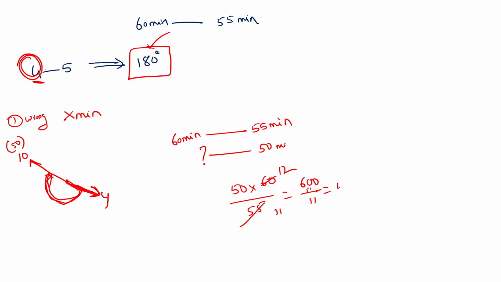If you do 5 11s are 55, you are going to have 50. Then 4 11s are 44. You are going to have a remainder of 6. So you are going to get 6 by 11. That's what I am doing here.